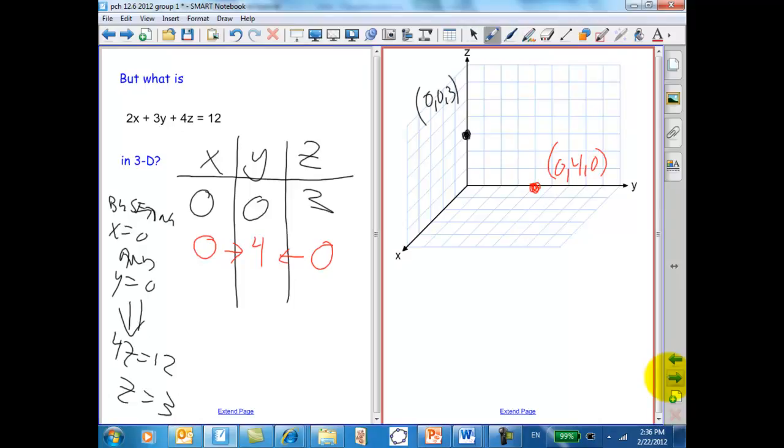And then finally, let's set y and z equal to 0, and that forces x to be 6. 1, 2, 3, 4, 5. Oh, went a little over. That's okay. Here's 6, 0, 0.